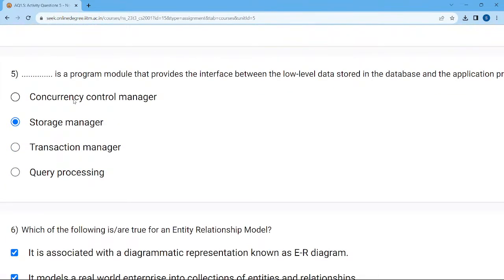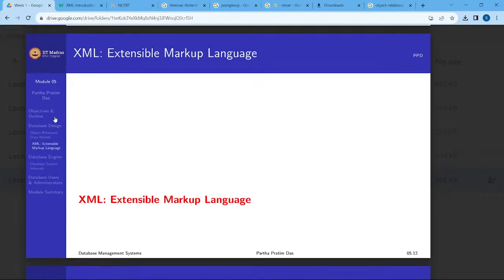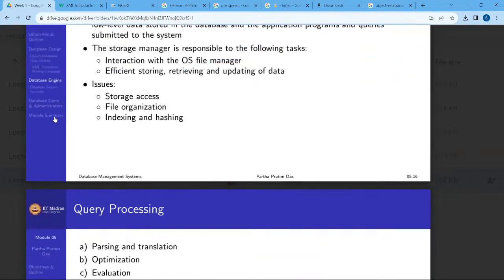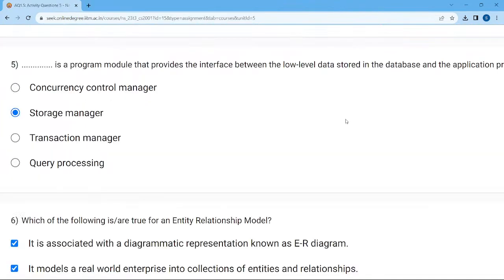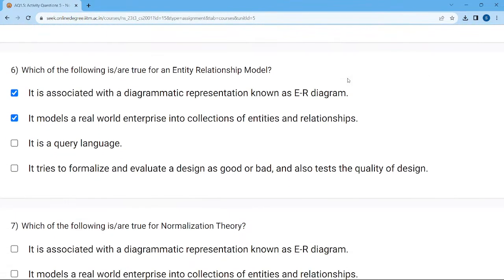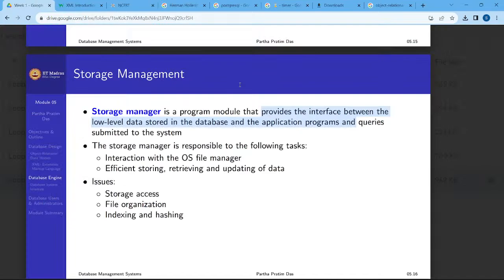Dash is a program module that provides the interface between low level and high level data. That is the storage manager. We just saw it here. Which of the following is true for the entity relationship model? It is associated with a diagrammatic representation known as the ER diagram. It models a real world enterprise into a collection of entities and relationships. Okay, the ER model. Let's go to entity relationship.